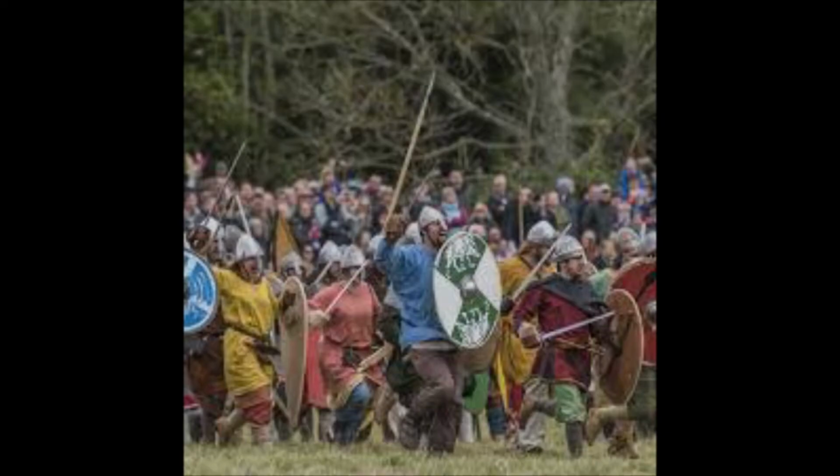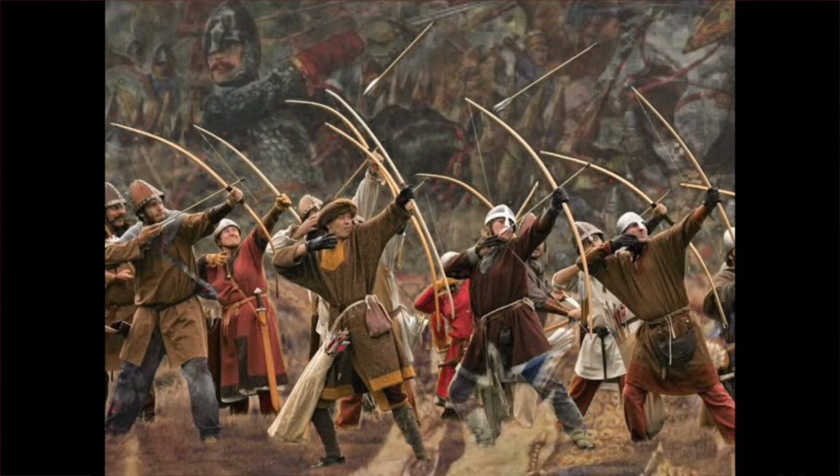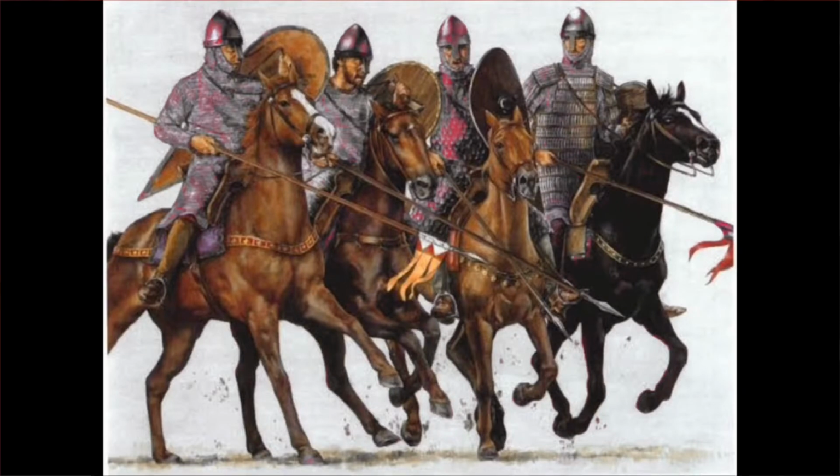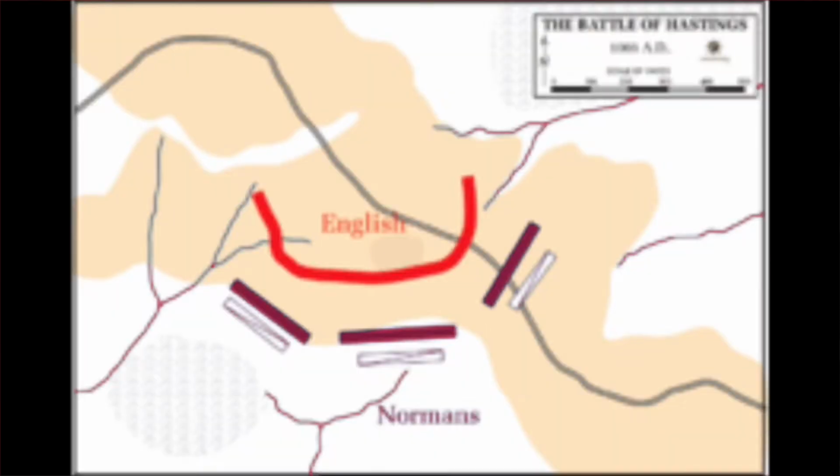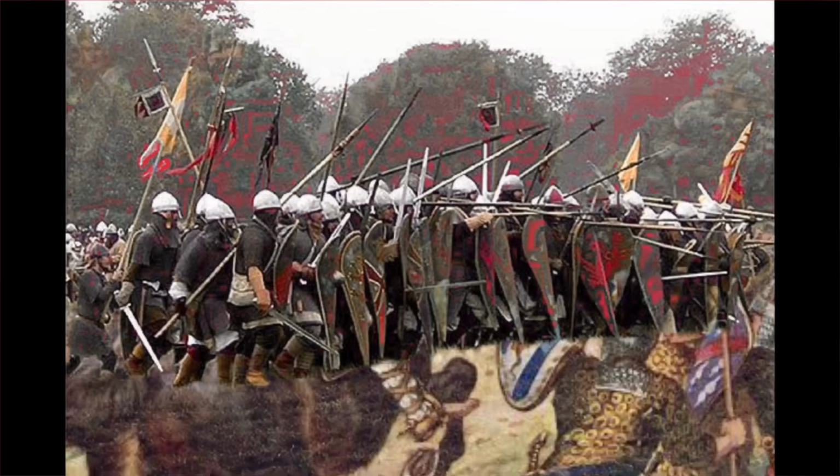What we do know is the English army was pretty much all infantry, and the Norman army was about half archers and cavalry. The English army formed up in a defensive position on top of a ridge, essentially a long shield wall, a tried and tested Viking tactic, a long wall of shields with spears pointing forwards.